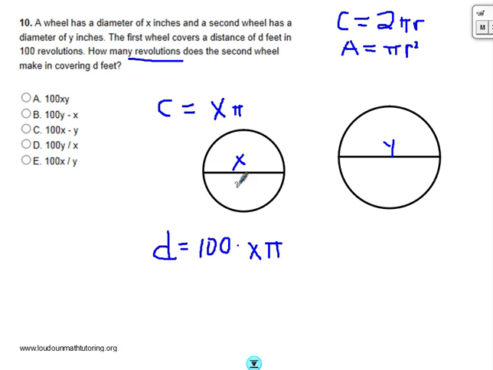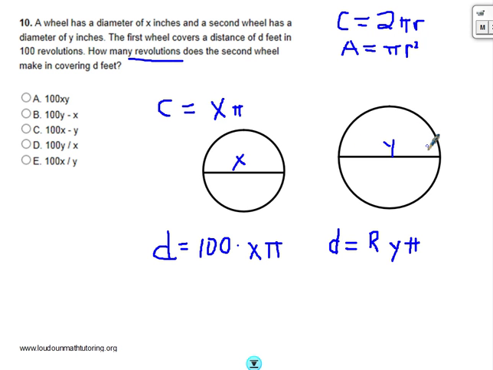All right, now it's asking how many revolutions does the second wheel make covering the same distance, the same d feet. Okay, so we're saying the same distance. How many revolutions is this circle going to cover? So we don't know how many revolutions, so that's our variable r. It's the number of revolutions times the circumference. So the circumference on this one is going to be y pi. Okay, because we're substituting 2 times the radius for the diameter, which is y.